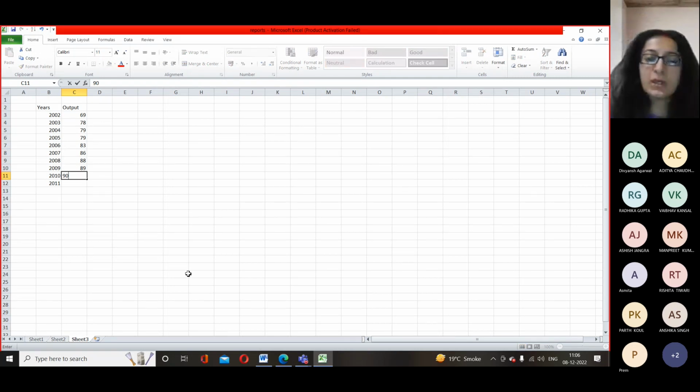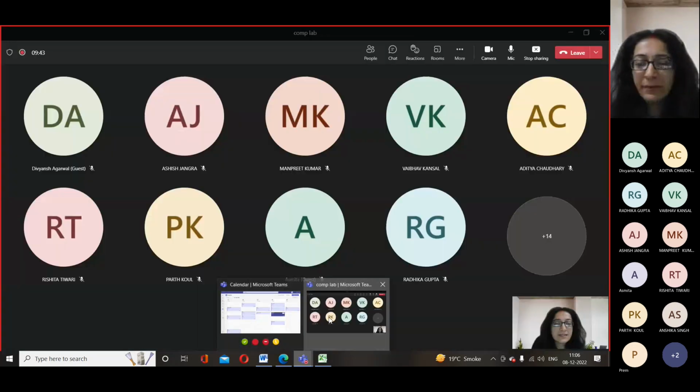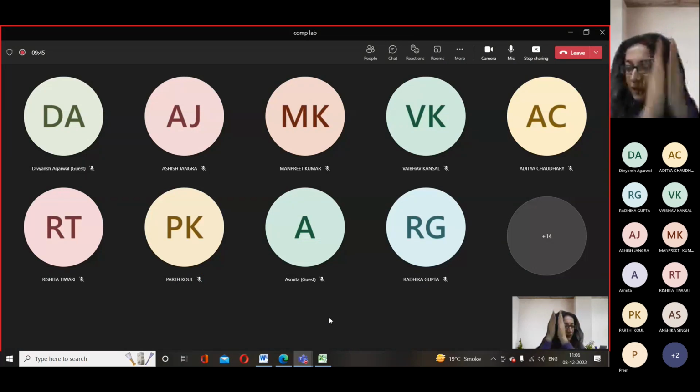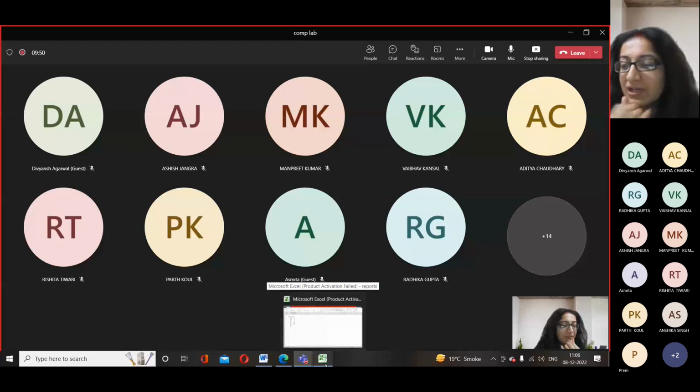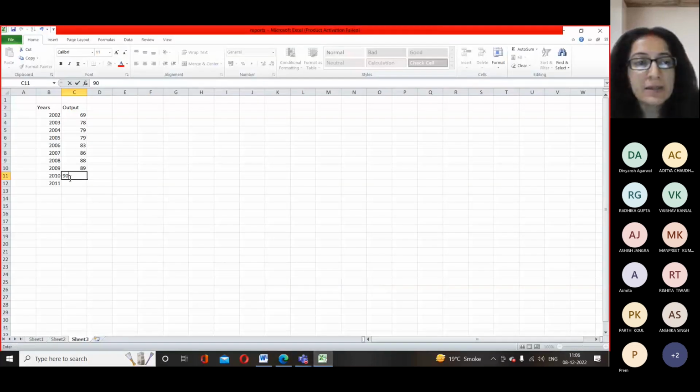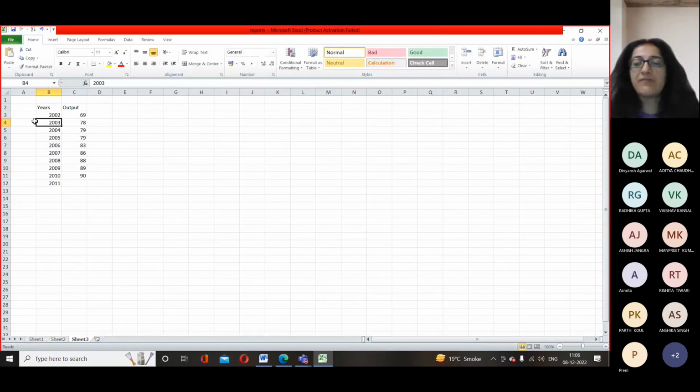Is it clear? Okay, so now it's your turn, guys. Make this table where you have to write the years and you have to write the output. The screen is in front of you. I give you 5 minutes to make this and then send the screenshot of what you have made. Banaiye. I'm waiting. Come on, fast.